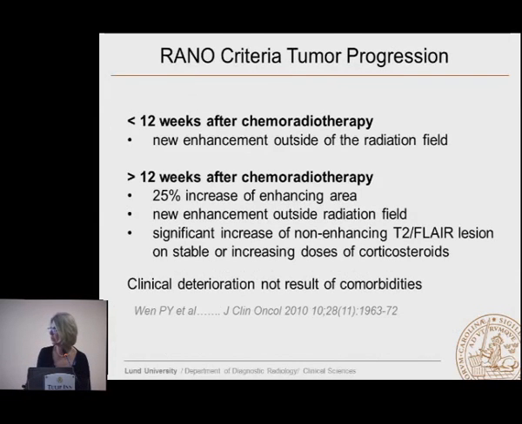So by looking at the RANO criteria now, what do we say about tumor progression? Before 12 weeks after chemotherapy, it is if you see new contrast enhancement outside the area of radiation. After 12 weeks of chemotherapy or radiation, if you have a 25% increase in the contrast enhancing area of the tumor, or if you have new contrast enhancement outside the radiation field, and also if you see a significant increase of T2 and FLAIR signal abnormality around the tumor, those are indications of tumor progression. And also if you have a clinical deterioration not a result of other comorbidities in the patient.